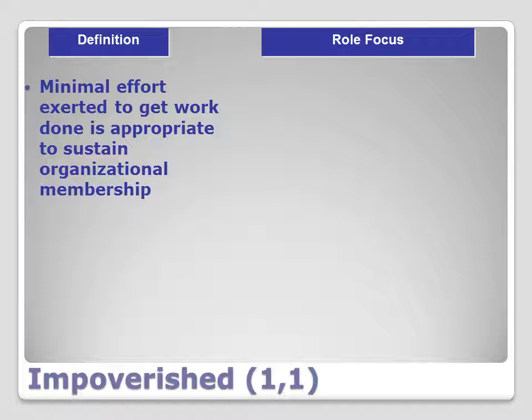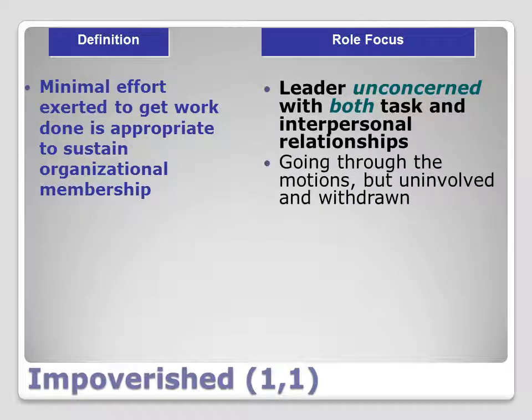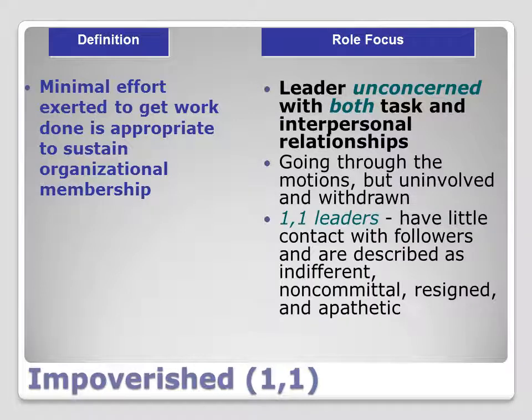High emphasis on preservation, typically, in the impoverished leadership style. So the leader is unconcerned with both the task and with interpersonal relationships. So the leader here may go through the motions, but very uninvolved and withdrawn. So we've probably seen from a distance some impoverished leadership. It typically doesn't last too long because they are just going through the motions. Very uninvolved, no passion at all about what they're doing, very withdrawn from people. So impoverished leaders have very little contact with the people they're working with, are described often as indifferent, non-committal, resigned, apathetic. They just don't care, and that comes through in some very significant ways.